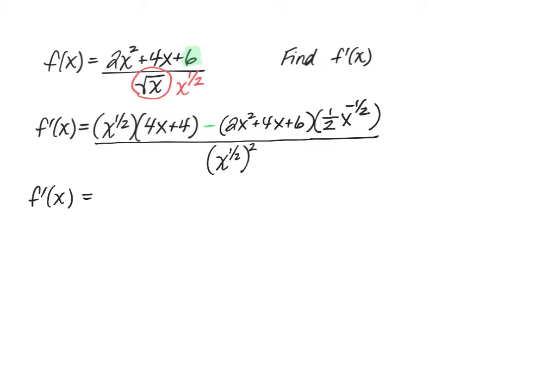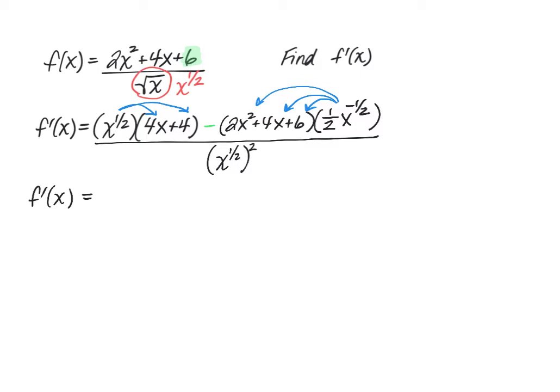So at this point, you would have two options. One option would be to simplify the numerator by distributing. So you could certainly distribute in the x to the 1/2, and then over here you would also have to distribute in the 1/2 x to the negative 1/2. That's one option. Your other option would be to factor, and you could really do either one here. It's not going to matter.